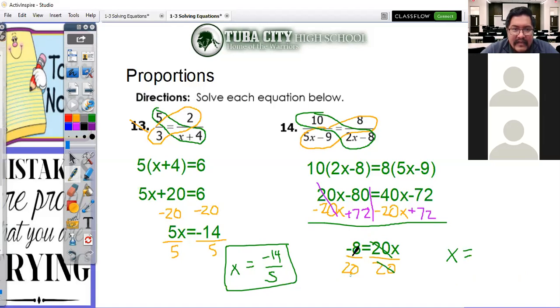8 divided by 20. Now, we can't divide it, so let's go ahead and reduce it. So think of the largest number that we can divide both of these by. So divide that by 2. Wait, no, I'm sorry, 4. 4 is the largest number that will divide both of these. So 20 divided by 4 would be 5. So there we go. Now we have reduced it to lowest terms, so we don't need to worry about that anymore.